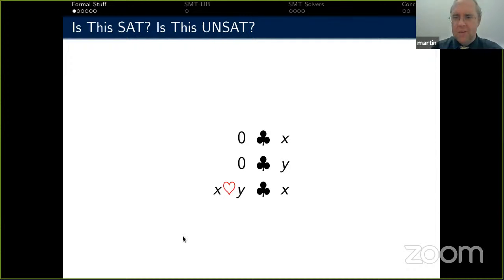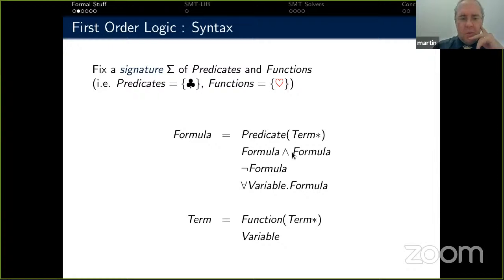I'm just kind of blithely assuming that you can. So this is one formula because it's got a predicate and two terms. And you can AND formulae together, you can negate them, you can put quantifiers, you can do all the usual first order logic type stuff.